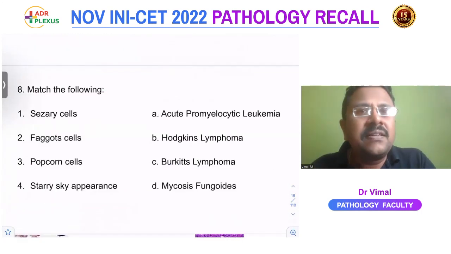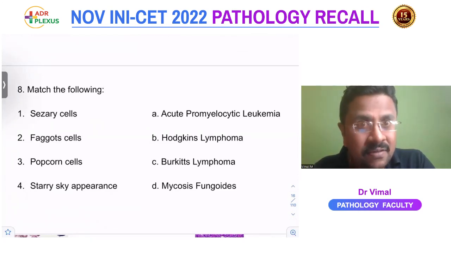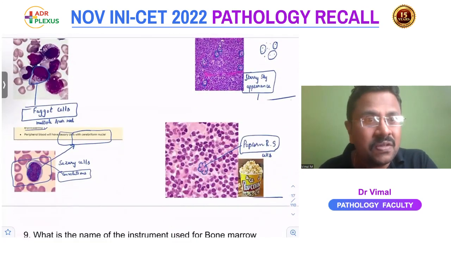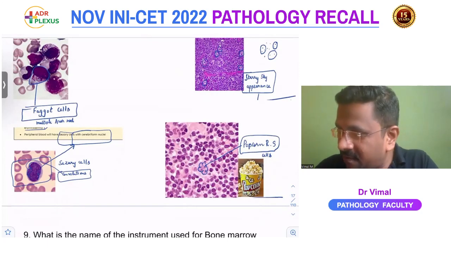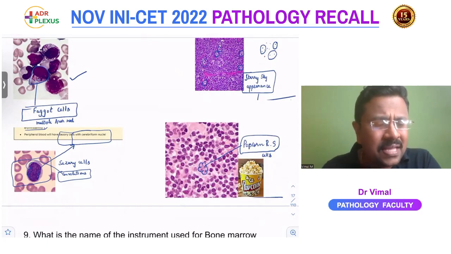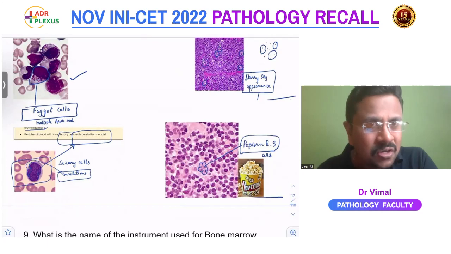Okay. So the next question is a match the following type of question. We have asked about the types of cells and in which conditions they are seen. These questions we have also discussed in different places during our discussion in the workbook. If you turn the pages of the workbook, you can see we have given you the picture of Faggot cells. Faggot cells are seen in AML with a lot of Auer rods. Faggot cells are nothing but myeloblasts which contain a lot of clumps of Auer rods.